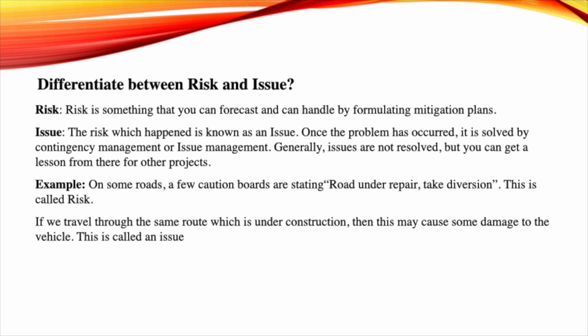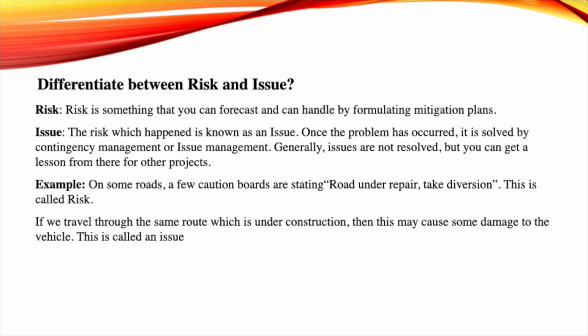Differentiate between risk and issue. Risk is something that you can forecast and can handle by formulating mitigation plans. Issue: the risk which happened is known as an issue. Once the problem has occurred, it is solved by contingency management or issue management. Generally, issues are not resolved, but you can get a lesson from there for other projects.